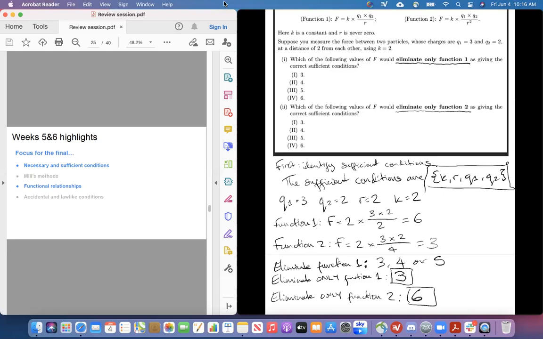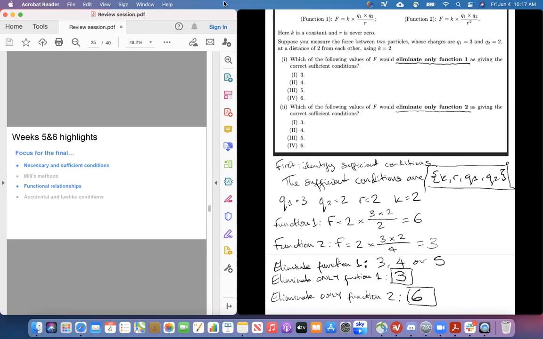So you've got to plug these values in and see what the functions give you, but that is not what the question is asking. It's opposite to what the question is asking in a way. So that's how you go about these eliminate only questions. Be one number, not 3.